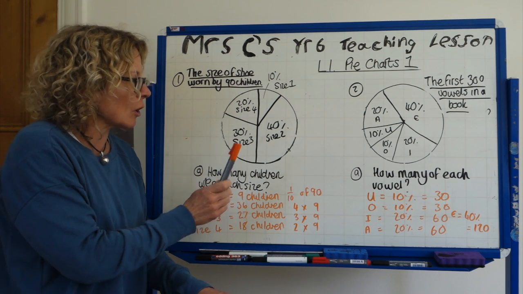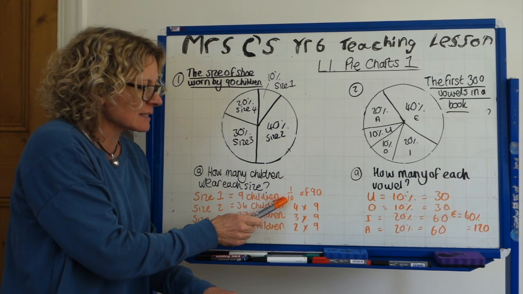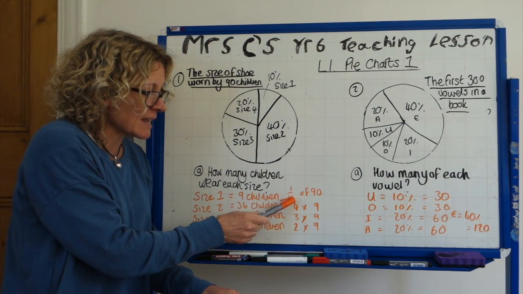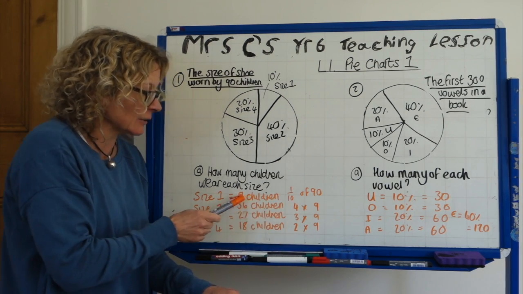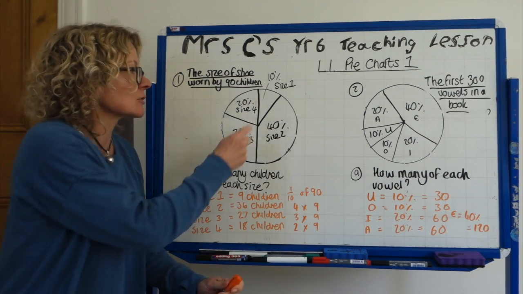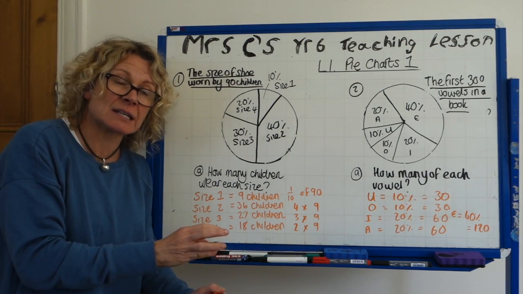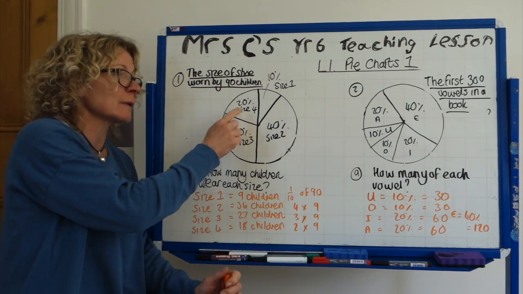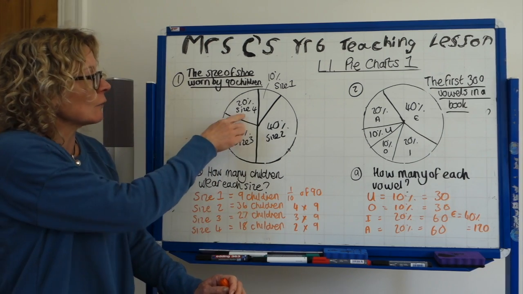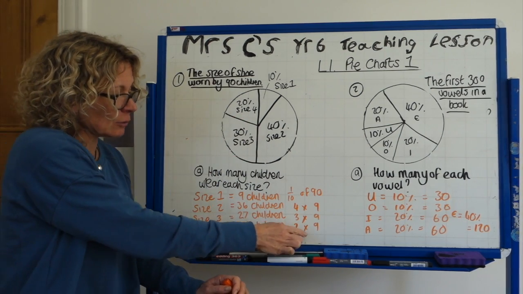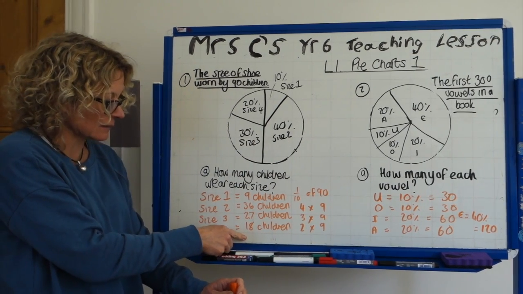Size 1 was 10%. 10% of 90 is 1 out of the 10 of 90. So you divide 90 by 10 and you get 9 children. 9 children is 10% of 90. So if you know what 10% of 90 is, you therefore will know what 20% is because it's double it. Okay? So size 4 is 2 times 9 because 9 is 10%, which is 18.